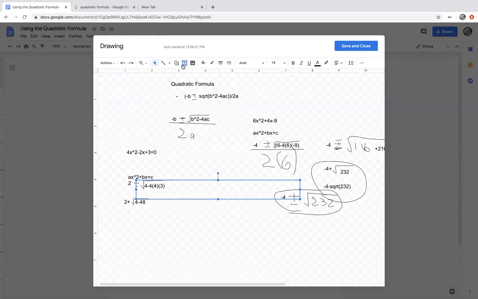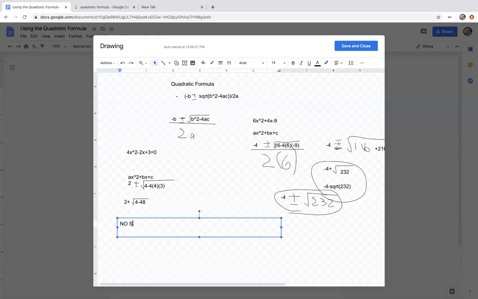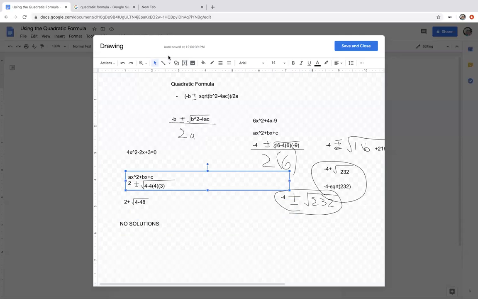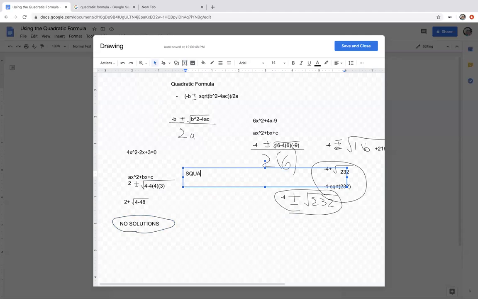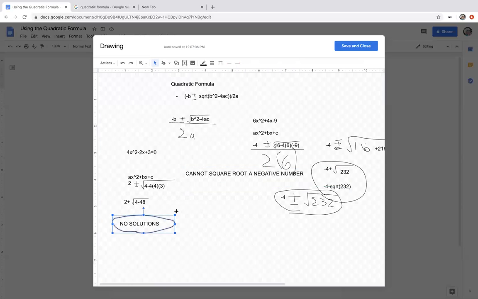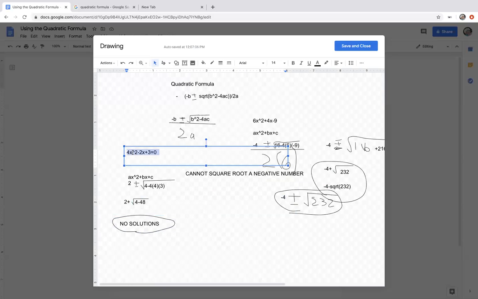So right here, you can just end it and say that this would be equal to no solutions. And that would be your final answer, since you can never square root a negative number. That's important to know. So in this case, this equation would have no solutions.